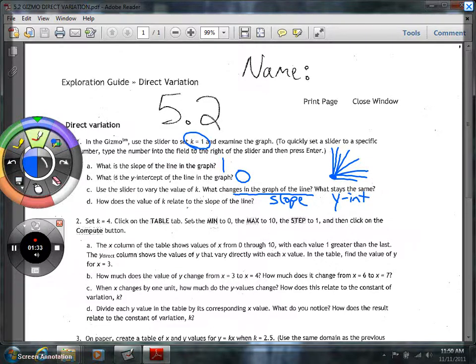How does the value of k relate to the slope of the line? Well, they are exactly the same. Okay, so the k is the slope, so exactly the same.